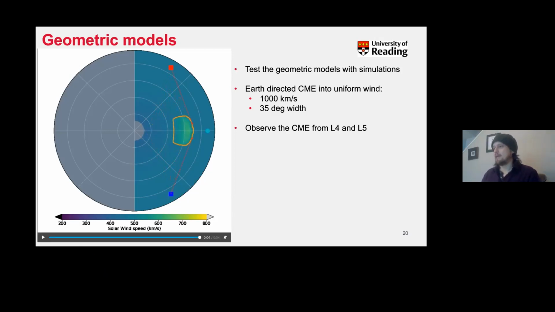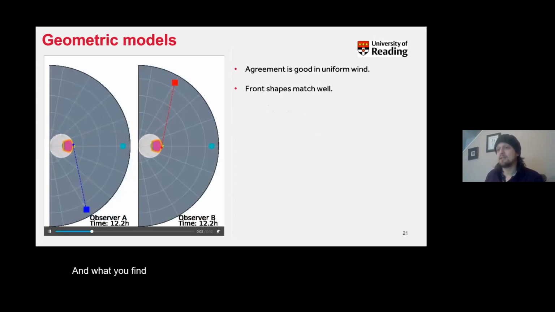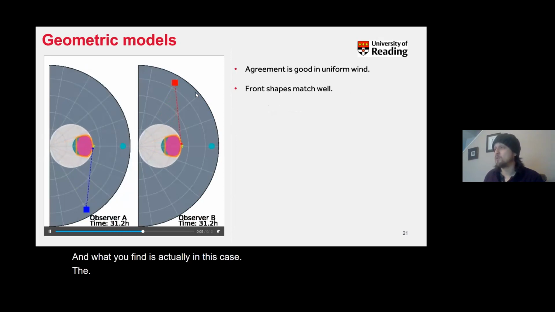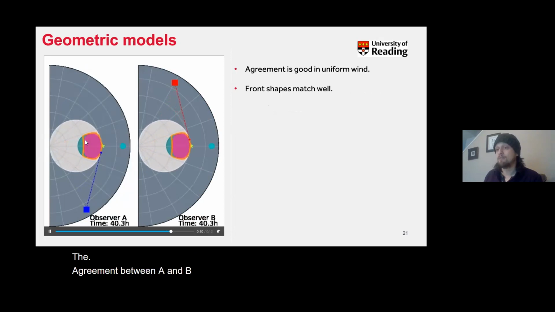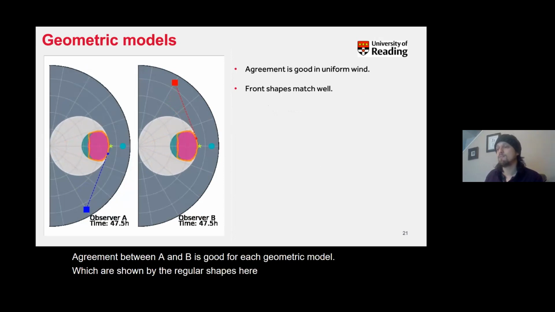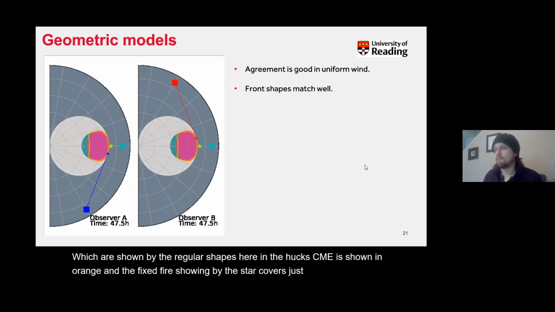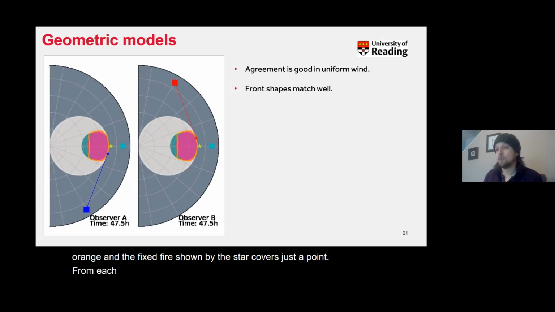We'll do this first for a fast and fairly wide CME injected into uniform solar wind. And what you find is actually, in this case, the agreement between A and B is good. For each geometric model, which are shown by the regular shapes here, and the HUXt CME is shown in orange, and the fixed phi is shown by the star, because obviously that's just a point, from each viewer's perspective, the models do a good job.